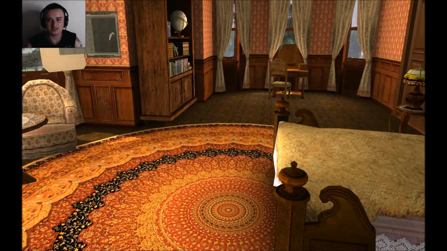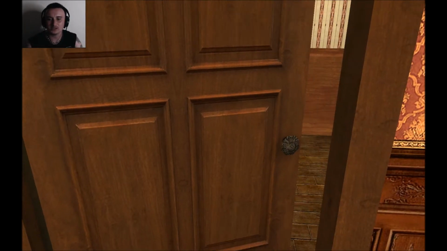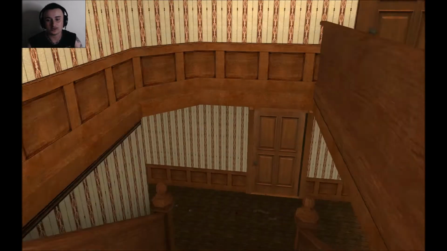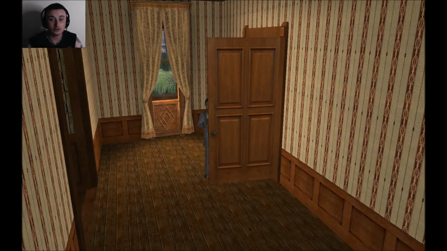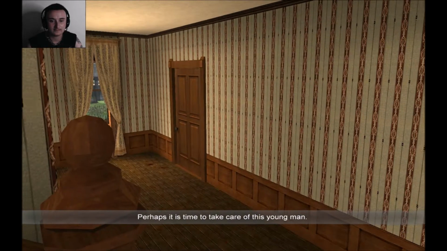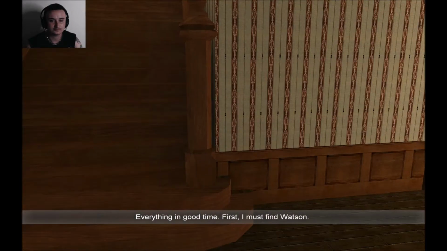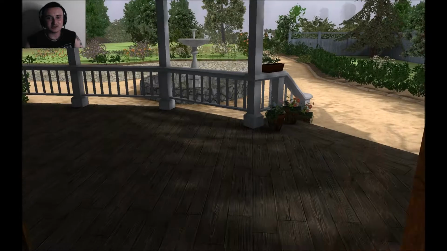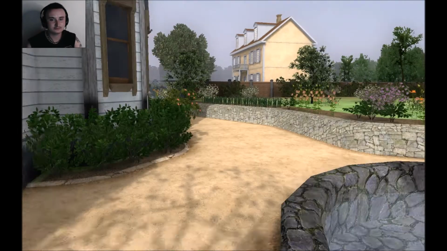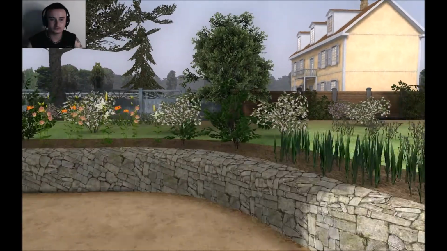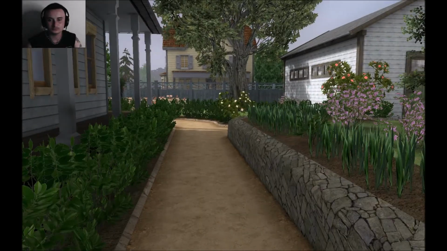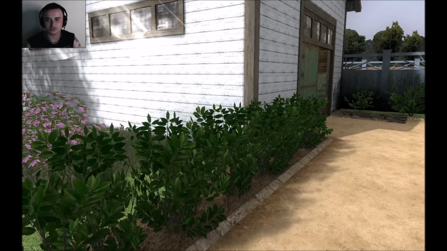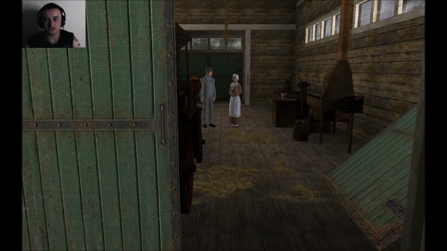Alright. To find Watson. He's downstairs with the girl still. But we can talk to her if she's awake now. And, oh? Perhaps it is time to take care of this young man. Everything in good time. First, I must find Watson. Yes. So, we'll see if we can wake her up to come speak to the brother. We'll see how she's doing. Ah, she's awake.